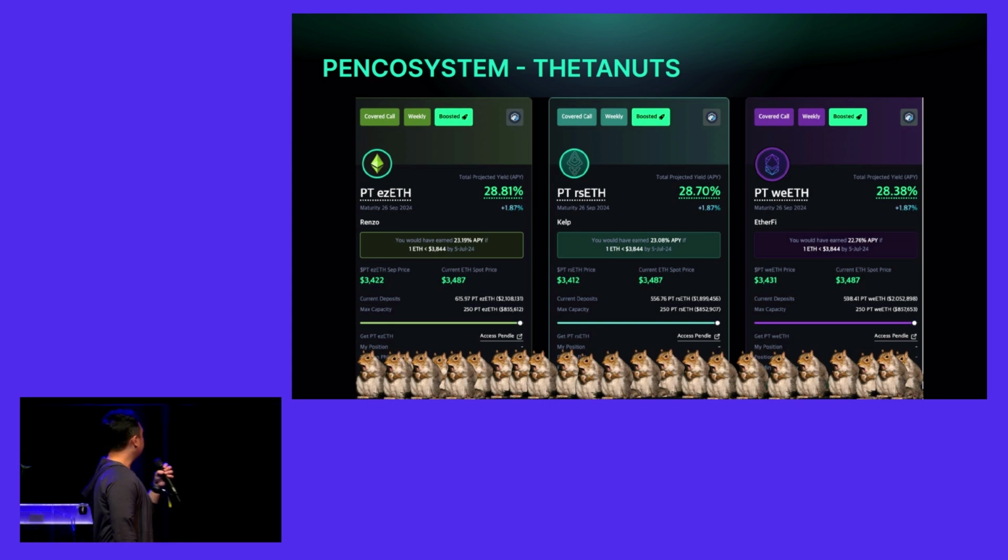Theranauts is an options protocol. So the idea here is that you can provide your PT as collateral. You borrow ETH against it, and then it gets used in a vault that earns options premiums. So if you want to have some exposure into an options protocol in some way with your Pendle assets, then Theranauts is one way to go.